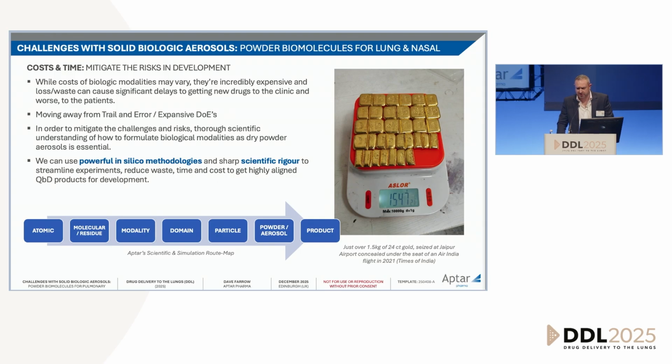So I'm going to start by reminding everyone that biologics cost an absolute fortune, especially the APIs. Anecdotally, 1 gram can cost as much as 1.5 kilograms of 24-karat gold. So really, we don't want to be wasting any of this material. We want to make the most of it as efficiently and as effectively as possible.